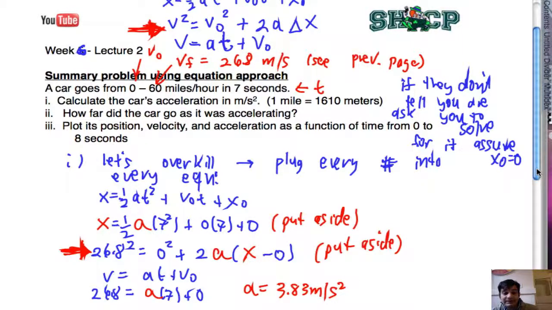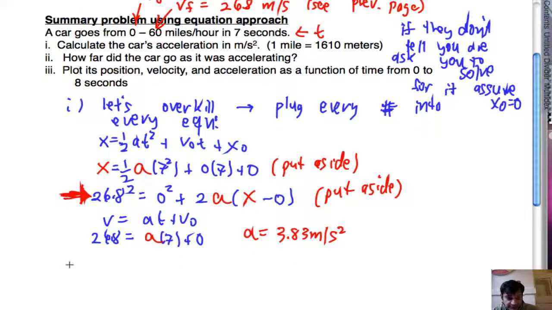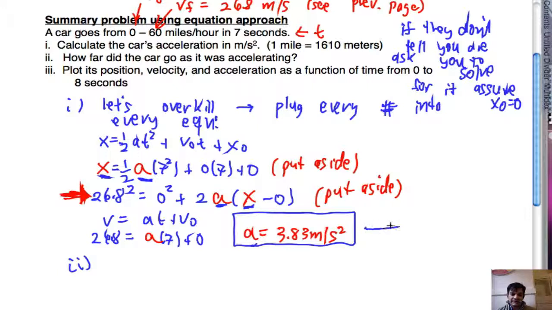Okay. So now let's go ahead and do part 2, where we want to find how far it goes when it was accelerating. So now we have two equations that have x. Before we had two unknowns, x unknown and a unknown in both of these. But now we realize, wait a second, we just solved for a right here. And now we can take that and plug it into this equation or this equation. I'm going to plug it into this equation right here.